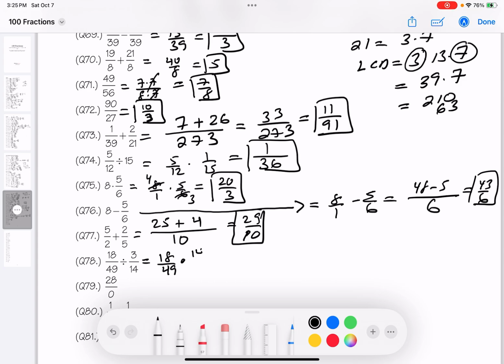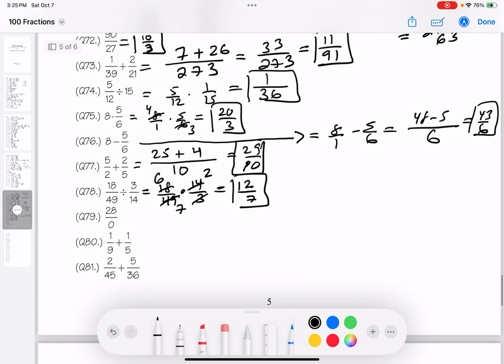times 14 over 3. Well, I'm kind of seeing it. 3 goes into 18 6 times. And I see a 7 now. This is going to be 2. And 7 goes into 49 7 times. So we're left with 6 times 2 on top, which is 12. On bottom, you're just left with a 7. Yes, it's improper, but we're going to leave it that way. 28 divided by 0 is undefined.